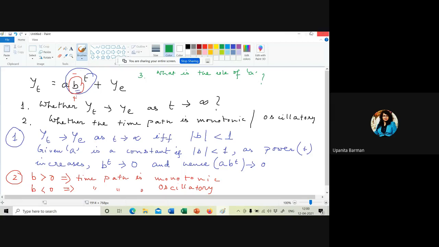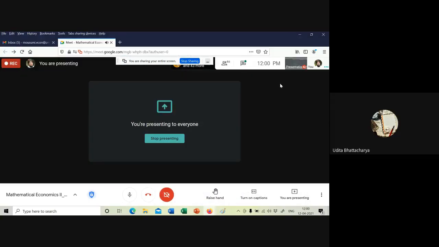Ma'am, A can blow up or pare down the value of b to the power t. It gives a scale effect. And the starting position, the zero value, is determined.